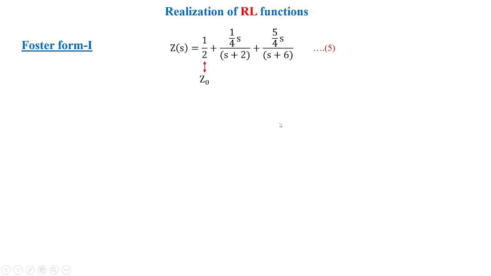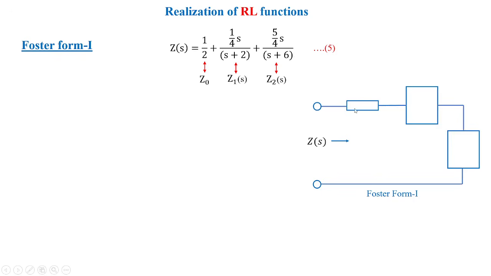Now Foster form 1 from equation 5 indicates the first value as the z0 value, or it is also treated as the r0 value, and the next value z1 we are treating as z1 of s, which is nothing but 1/4 s by s plus 2. Similarly, z2 of s we are treating as 5/4 s divided by s plus 6. Now this is the actual Foster form, where you have a representation of R0, Z1 of s and Z2 of s in series combination, you can see. And what is this Z1 of s and Z2 of s?